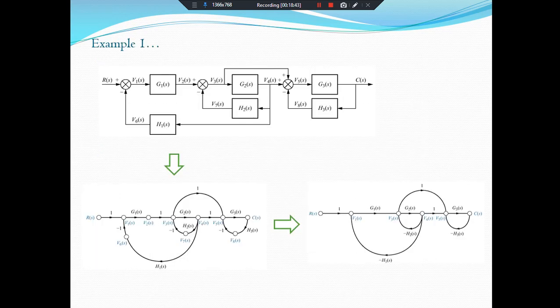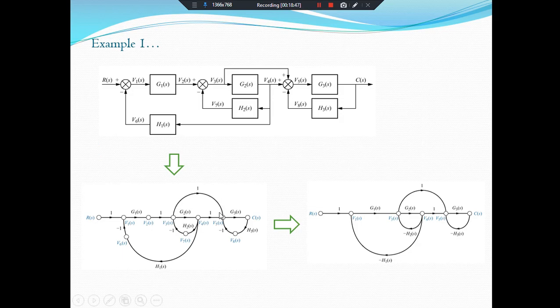So before solving any signal flow graph, you should be familiar with the basic definitions of the signal flow graph. First of all, the definition is the loop gain. How can you define a loop gain? Basically, loop gain is the product of branch gains found by traversing a path that starts at a node and ends at the same node. Let me show this signal flow graph.